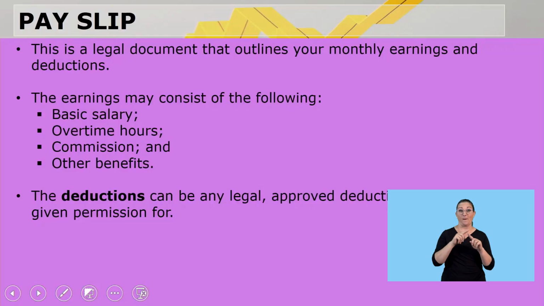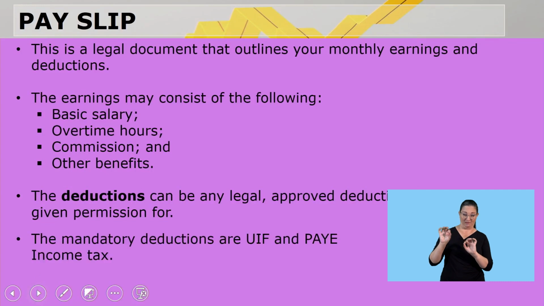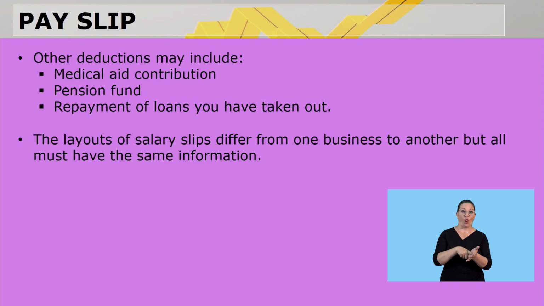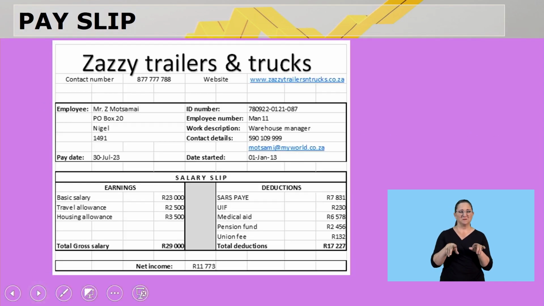The deductions can be any legally approved deduction that you have given permission for. Otherwise, they're not allowed to deduct it. The mandatory deductions are UIF and PAYE, or your income tax. Remember, those are the two deductions that must be there every month. Other deductions may include medical aid contributions, pension fund, repayment of loans that you've taken out, or even union fees. The layouts of salary slips differ from one business to another, but all must have the same information.